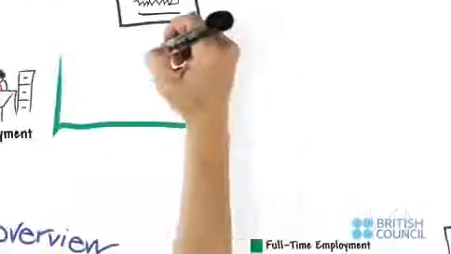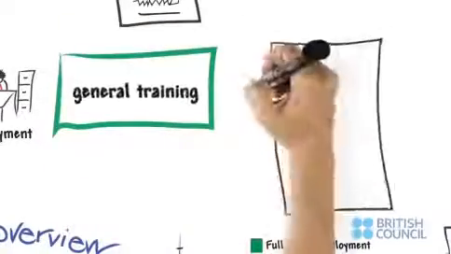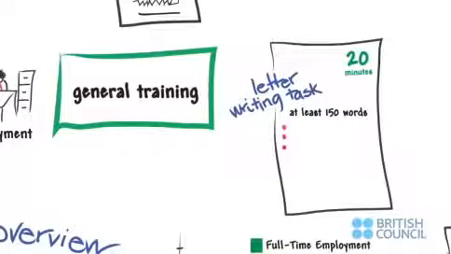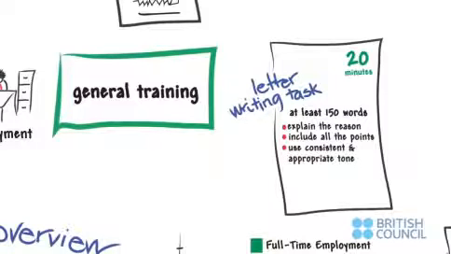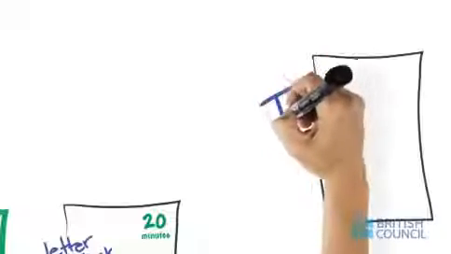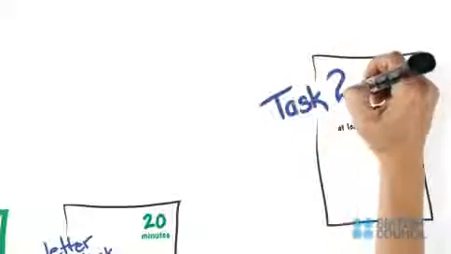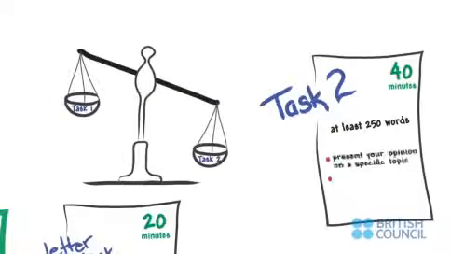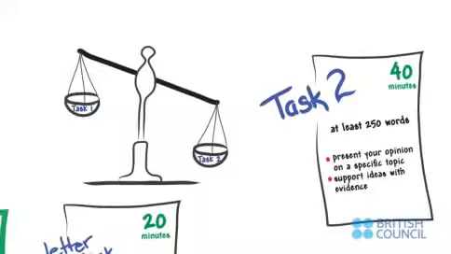In the general training module, there is a letter writing task of at least 150 words. In this task, explain the reason for the letter. Include all the points mentioned in the question, and use a consistent and appropriate tone. In both modules, Task 2 is a short essay task of at least 250 words. You are expected to present your opinion on a specific topic, supporting your ideas with evidence.